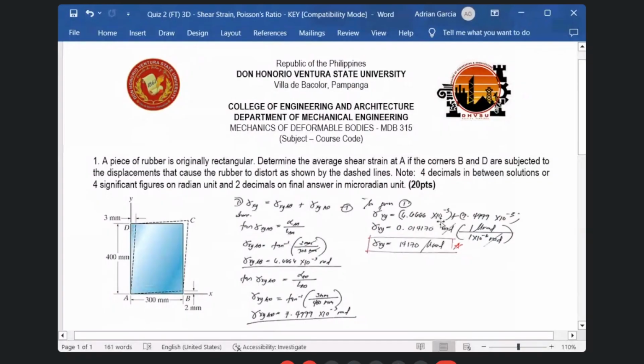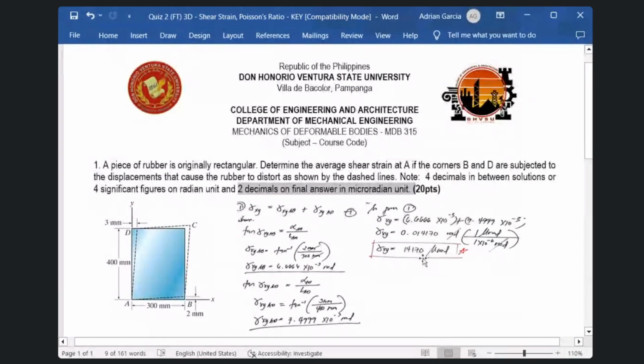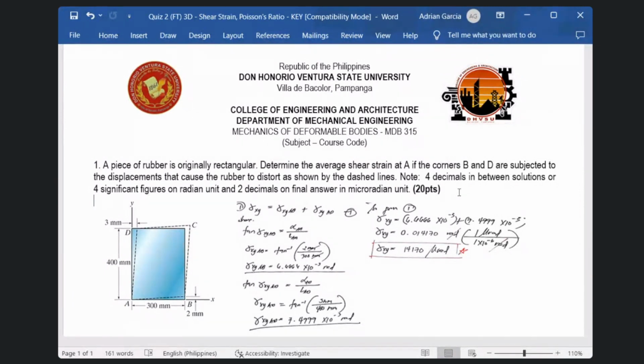Nabanggit ko naman ito. Kung may 2 decimal or whole number, walang problema. So in whole number, you will get 14170 microradian. But in 2 decimal, I think this is 14166.66 point something. Okay lang naman yon, walang problema. Apparently, this is for number 1. Any questions? Clarifications for number 1?